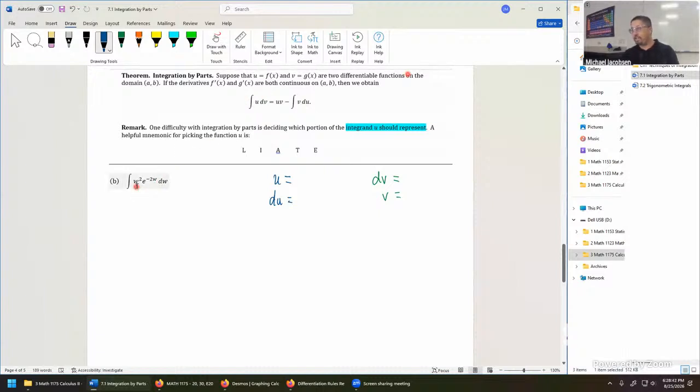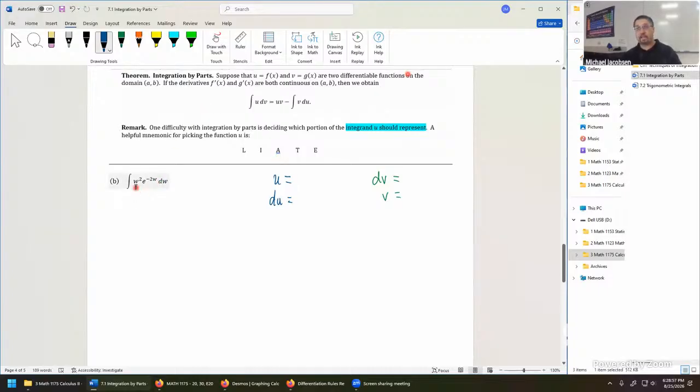Now looking at this, it's weird with a variable w, but that's just a distraction really. It can be any variable. E to the power negative 2w is the exponential function, but A for algebraic has higher precedence.